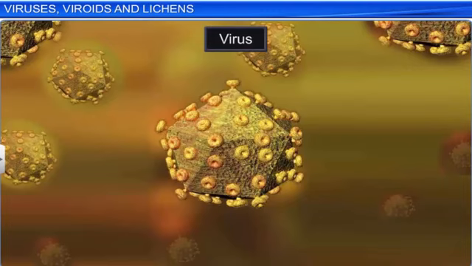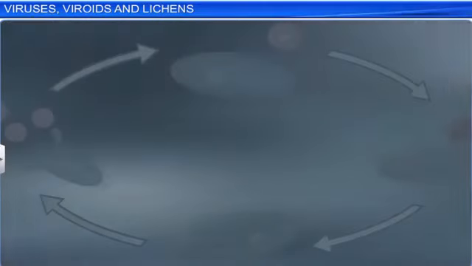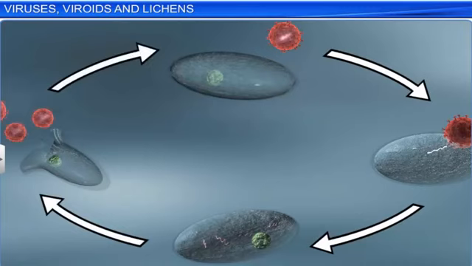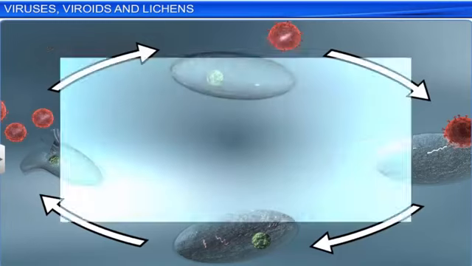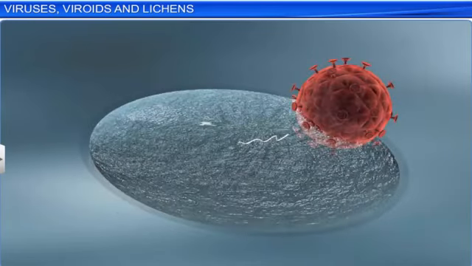The name virus was coined by Louis Pasteur. The word virus means venom. The name is apt because when a virus infects a cell, it takes over the host cell's machinery to replicate itself. In this process, the host cell is killed. Though a virus remains inert outside its host cell, it cannot live independently without its host. Thus, viruses are known as obligate parasites.